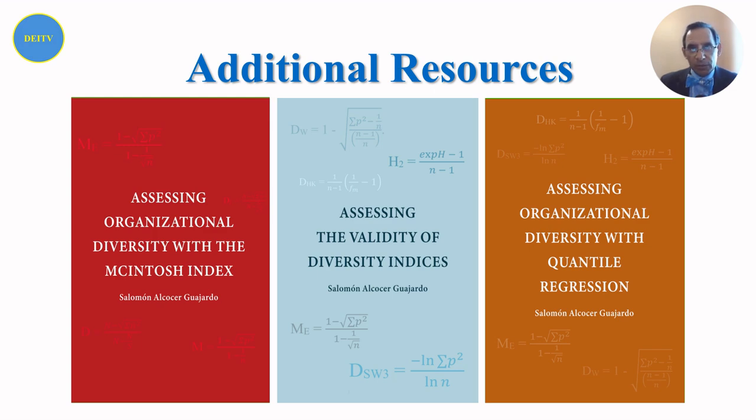One resource is the book which I authored, Assessing Organizational Diversity with the McIntosh Indices, or McIntosh index. That covers the similarity scores, the diversity scores, and the evenness standardized scores. The index is applied primarily to data represented in percentages, just because it's easier to make the calculations. There are a lot of examples applied to gender data, ethnic data, and age data.